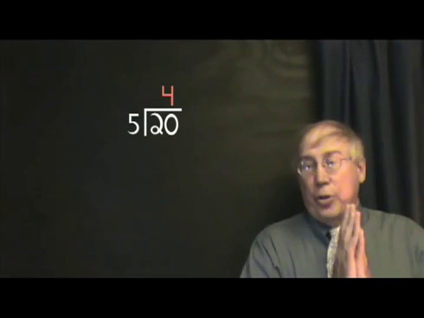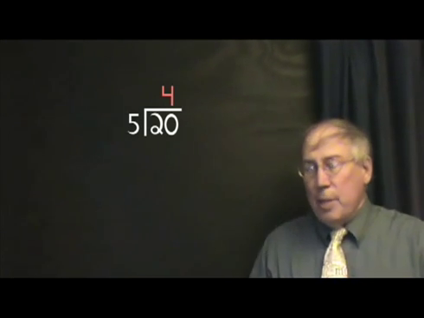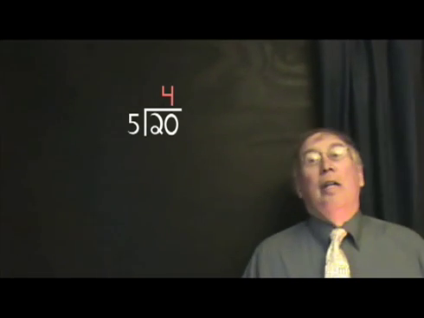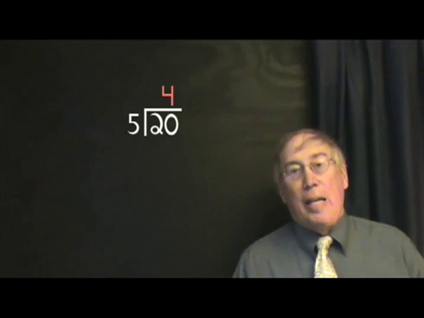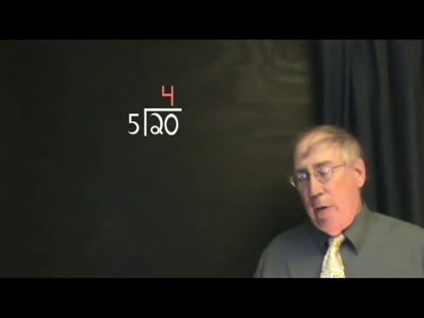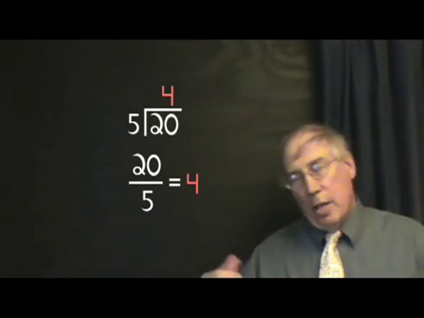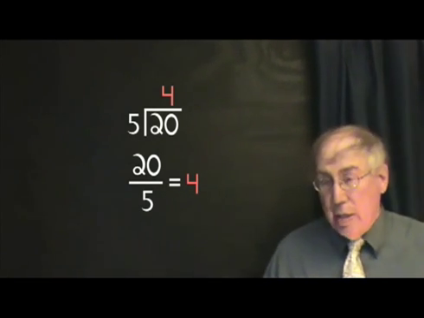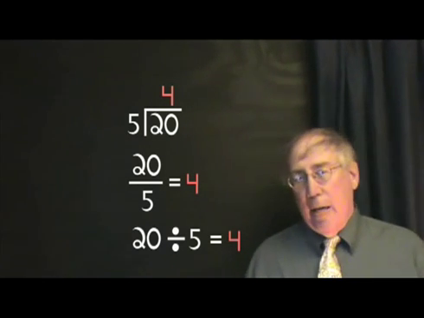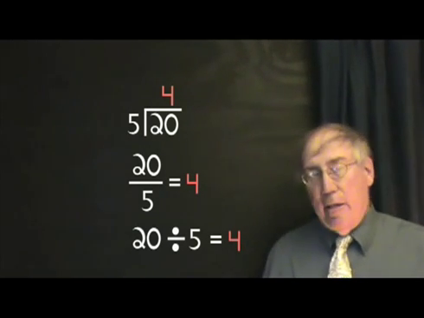Let's look at dividing with real numbers. Now, let me show you and review some different ways of representing division. Here we have 5 divided into 20 gives us 4. 5 is the divisor, 20 is the dividend, 4 is the quotient. We could also represent the same thing by a fraction, and then here's our third case here.